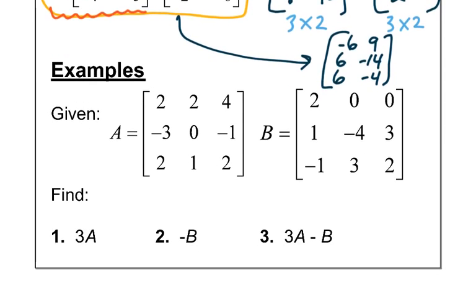Hopefully that went okay. All right, why don't you pause and try examples 1, 2, and 3 below? Just basically write out what you see for each one. What does 3 times matrix A look like if matrix A is right up here? What would -B look like in number 2? And what would 3 times A minus B look like? All right, why don't you pause and try it, and we'll come back.